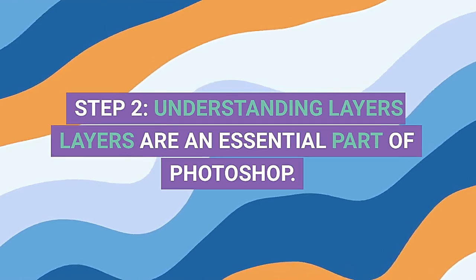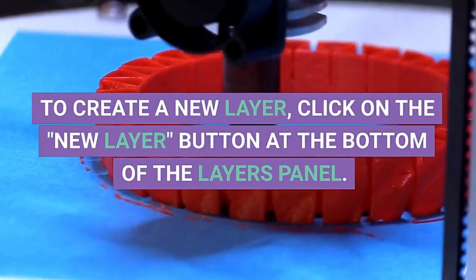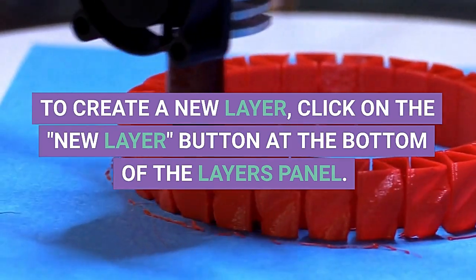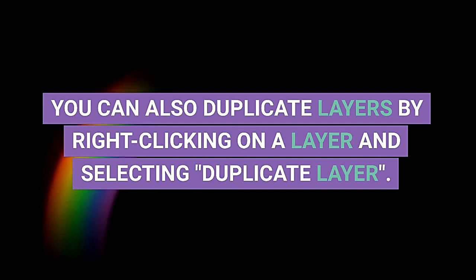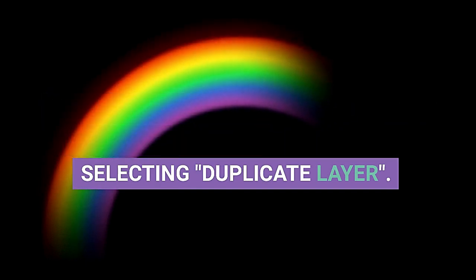Step 2. Understanding layers. Layers are an essential part of Photoshop. To create a new layer, click on the New Layer button at the bottom of the Layers panel. You can also duplicate layers by right-clicking on a layer and selecting Duplicate Layer.